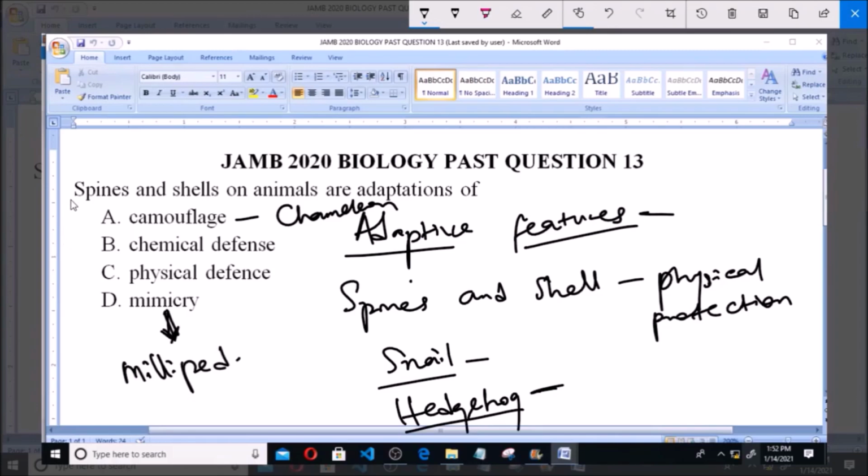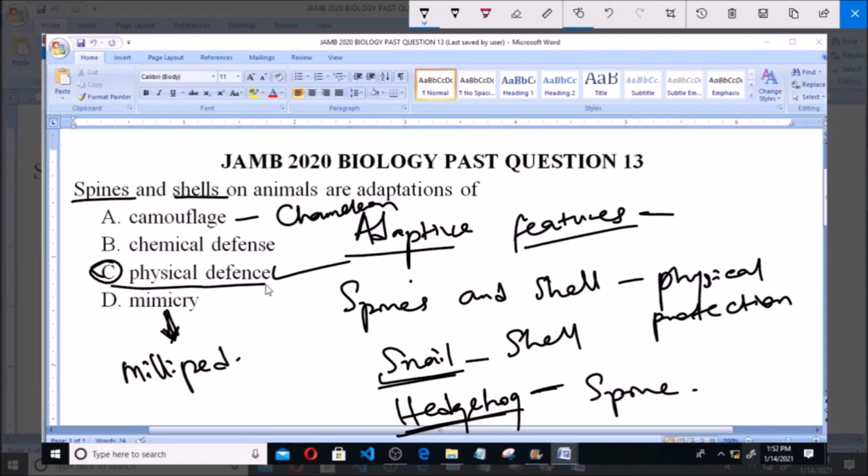But animals that possess spines and shells undergo the adaptation of physical defense, that is, they protect themselves from physical harm or damage. So the answer to this question is option C, physical defense. I give a typical example as the snail and the hedgehog. The snail has the shell and the hedgehog has the spine. So option C is the right answer to the question.